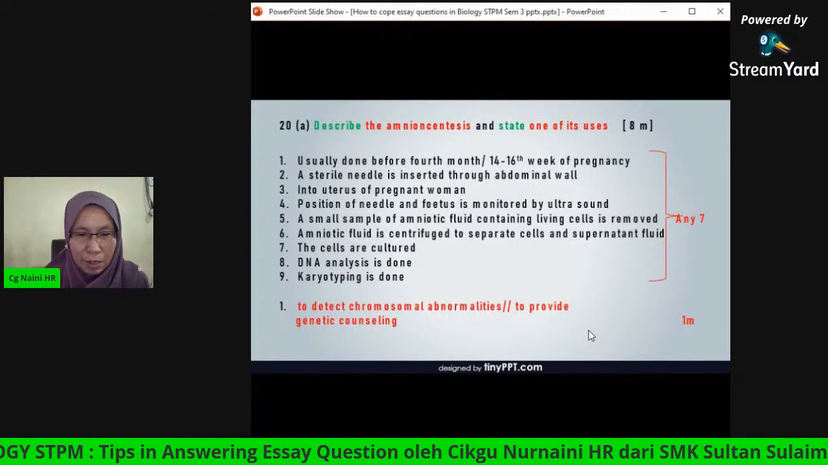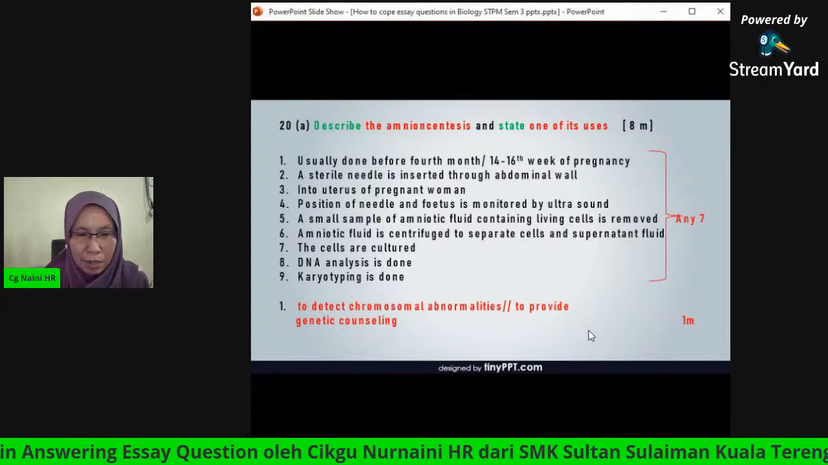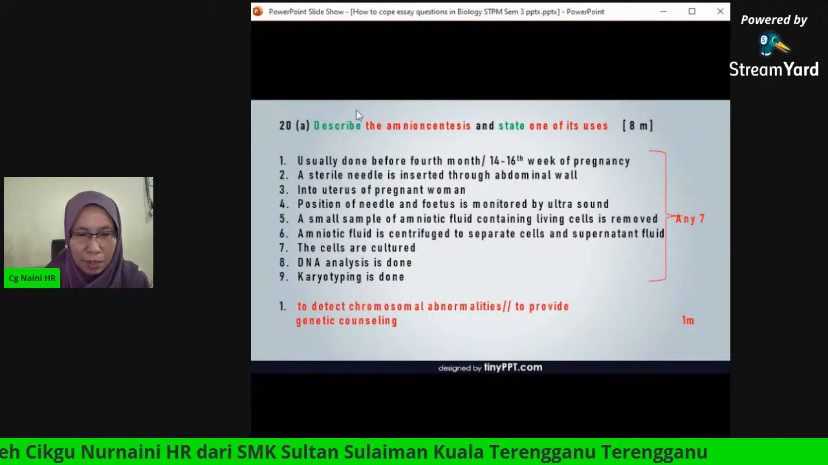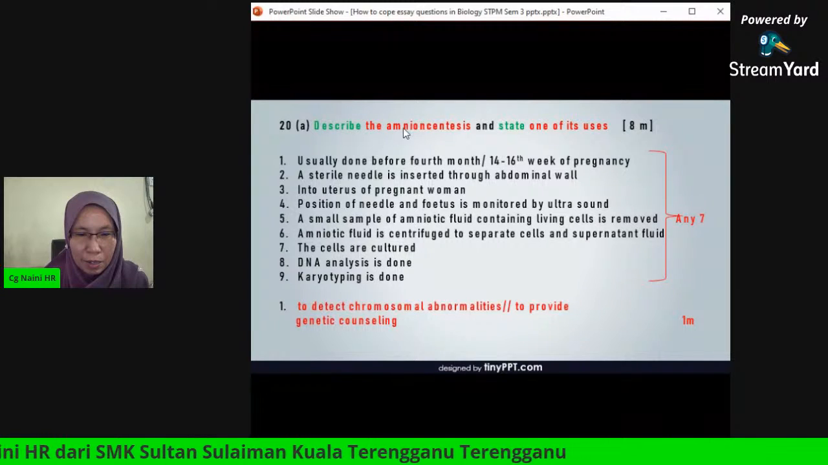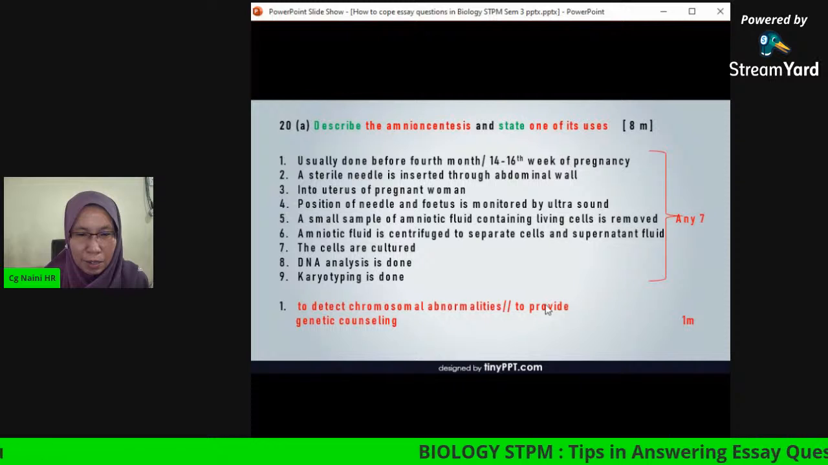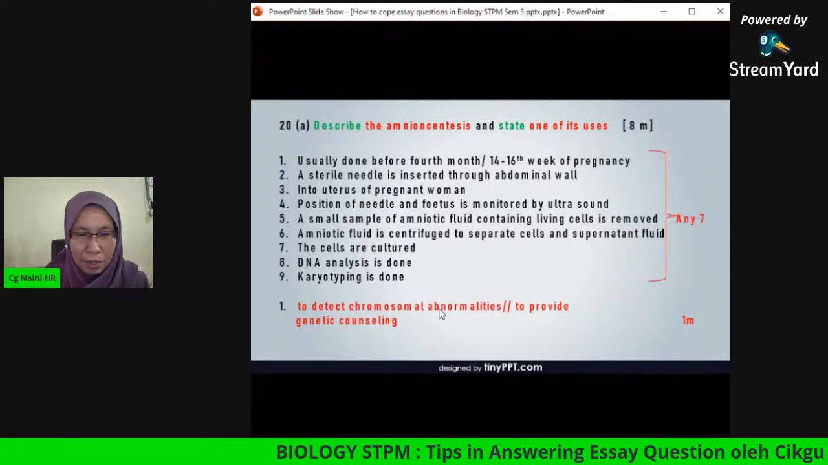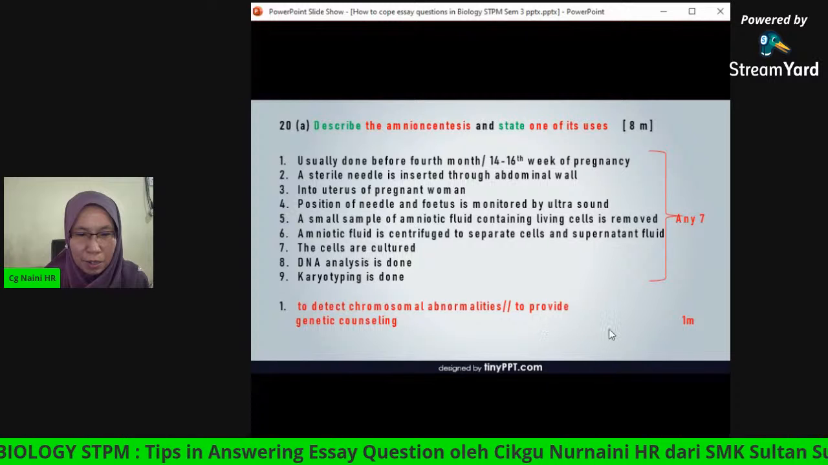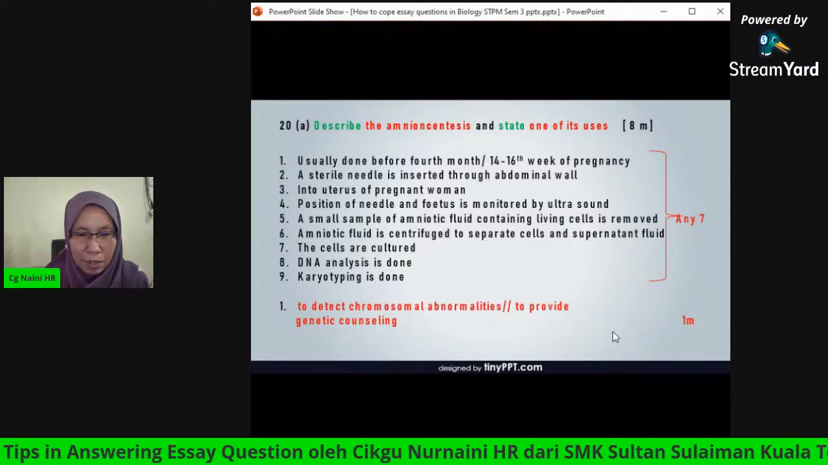Okay, for the last one, another type of question, describe. Okay, describe the amniocentesis and state. One mark is given for state one of its uses. This one is state: to detect chromosomal abnormalities. Okay, there is one.